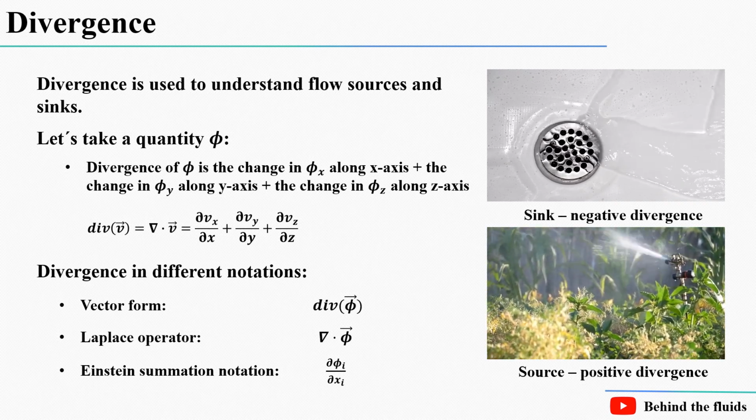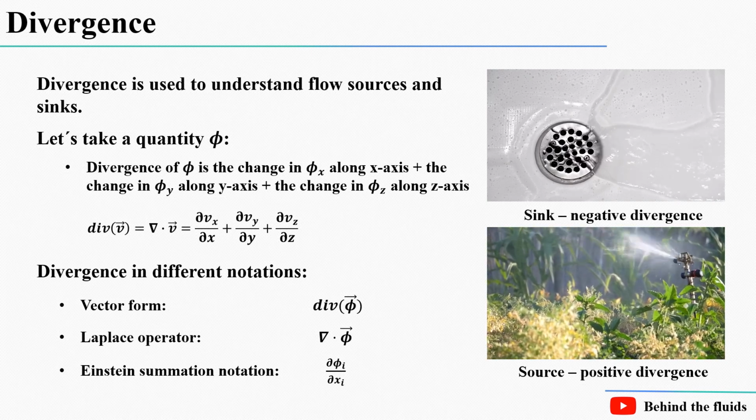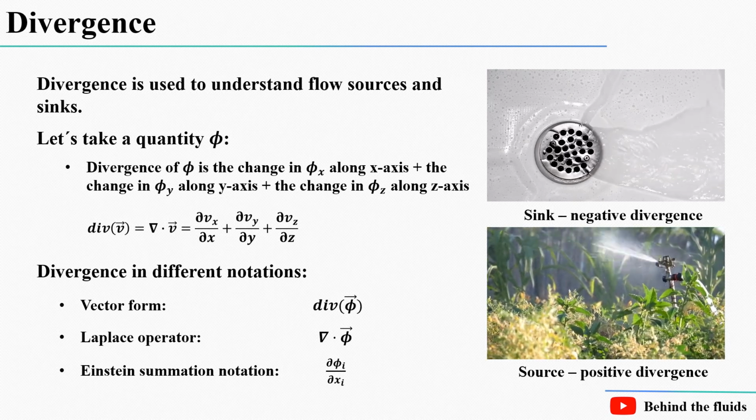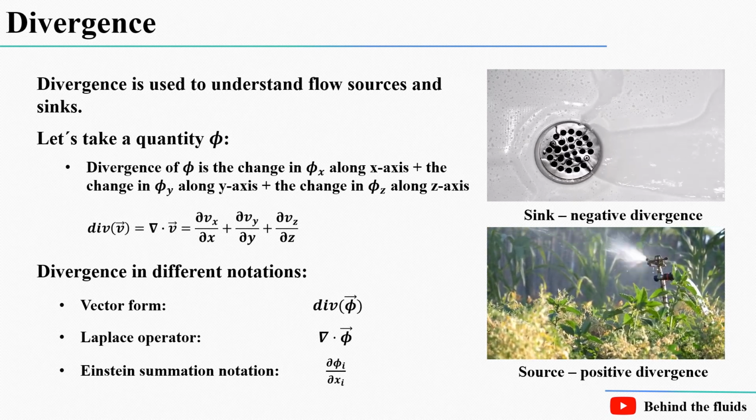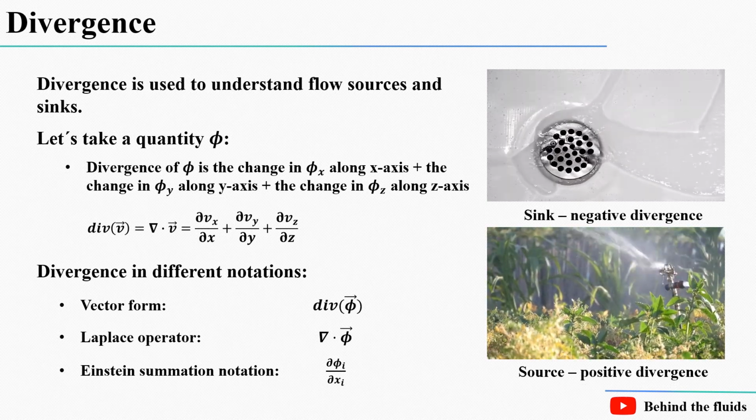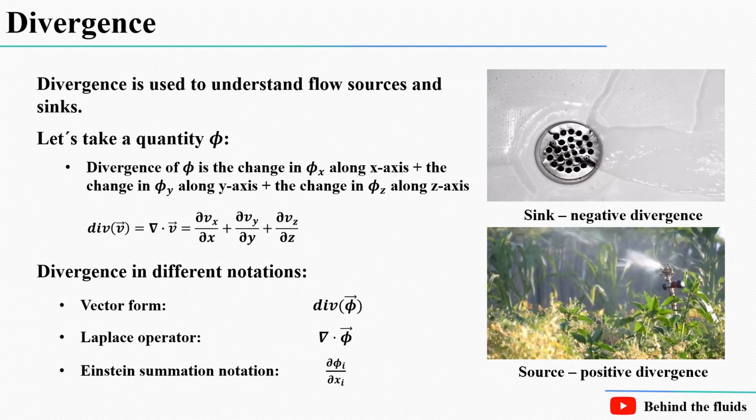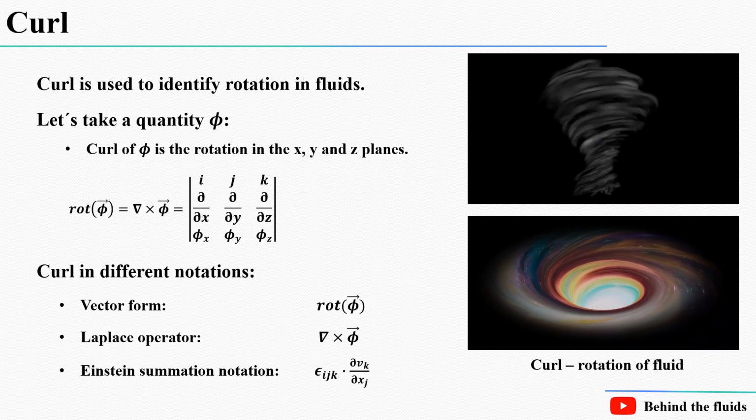In Einstein summation notation, this becomes the partial derivative of phi subscript y with respect to x subscript y, where the repeated index y signifies summation over the spatial dimensions, resulting in a single scalar value indicating the local source or sink strength. And finally, we arrive at curl.